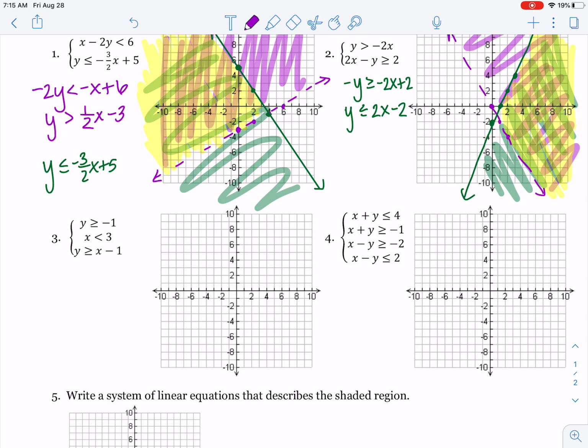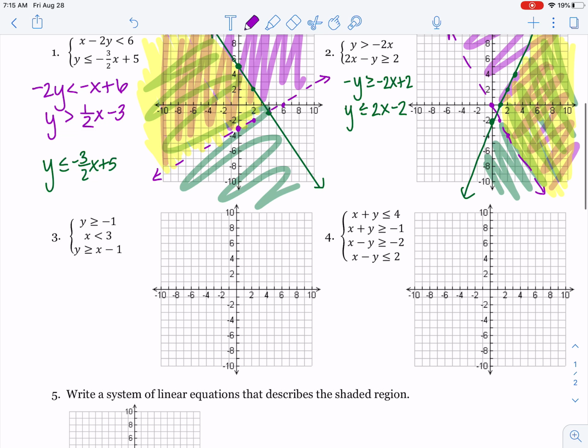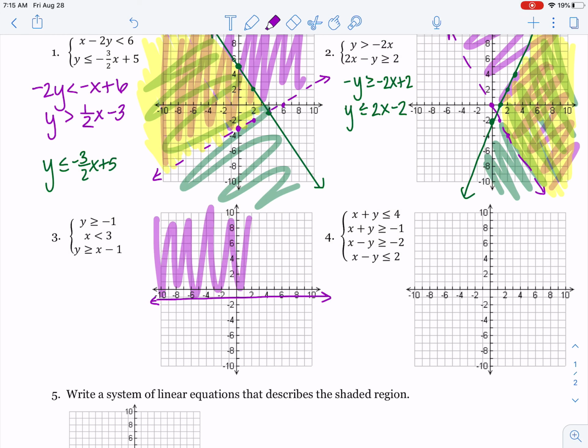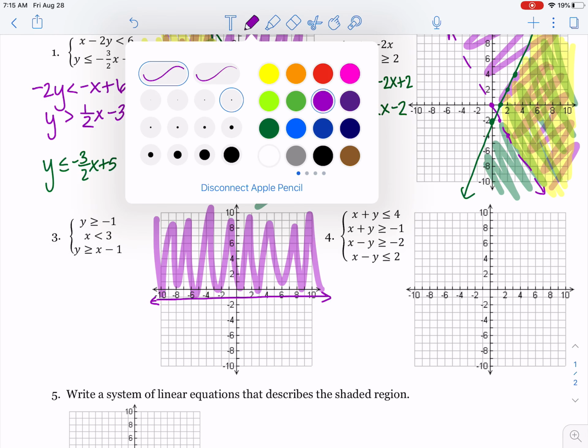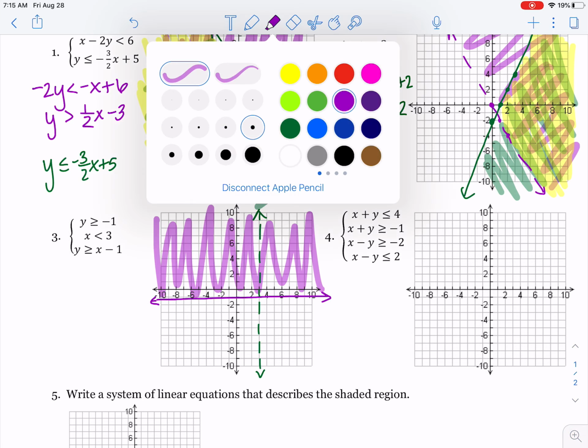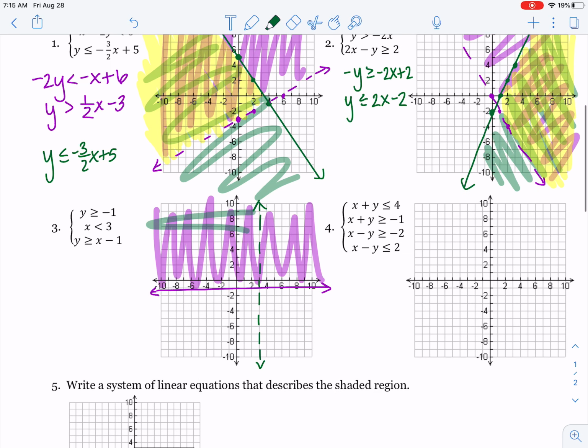Y is greater than or equal to -1. So it's a horizontal line at -1, and I am interested in greater than. X is less than 3, so I'm going to do a dashed line this time at x equals 3. I am interested in less than.